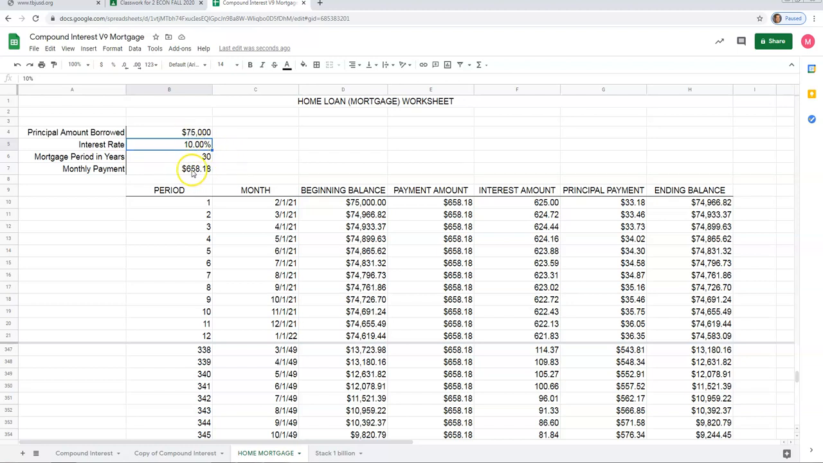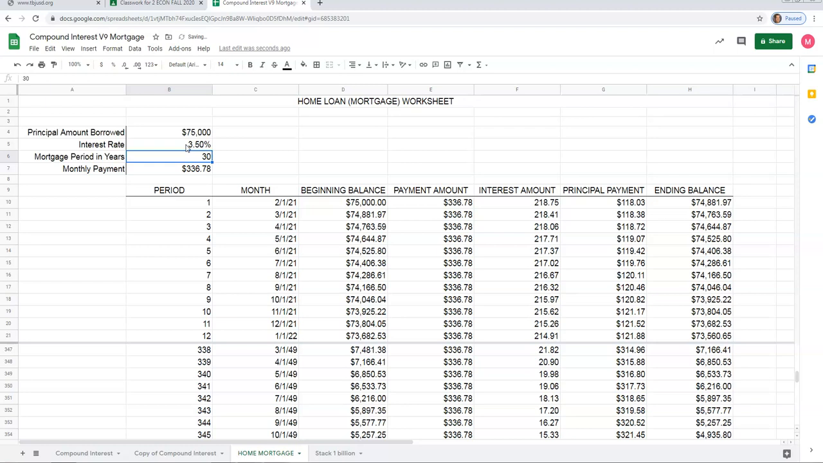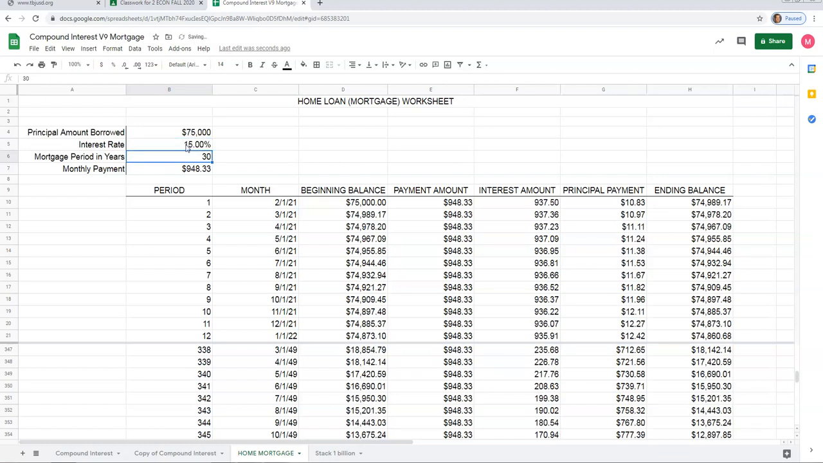That same house today, so $658, today's interest rates are more like 3.5%, and it goes down to $336, so it makes a huge difference. Back in the day, what a difference it would have made in my life to have that lower interest rate. Just incredible. When I first got married in the mid-'80s, interest rates were as high as 15% for a home loan. Watch that payment. Look at that. It just makes a huge difference. That's why the interest rate is something you really want to pay attention to when you buy a car, especially when you buy a house.